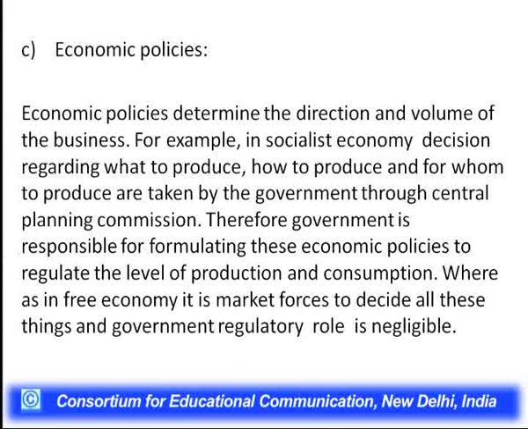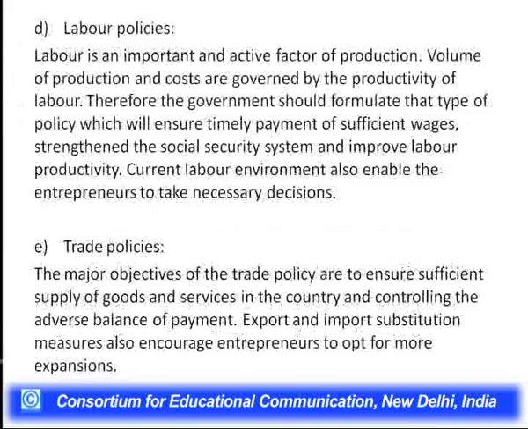Therefore, the government is responsible for formulating these economic policies to regulate the level of production and consumption. Whereas in a free economy, it is market forces that decide all these things, not the government's regulatory role but the market operations. It means the government's regulatory role is negligible in the case of a free economy.